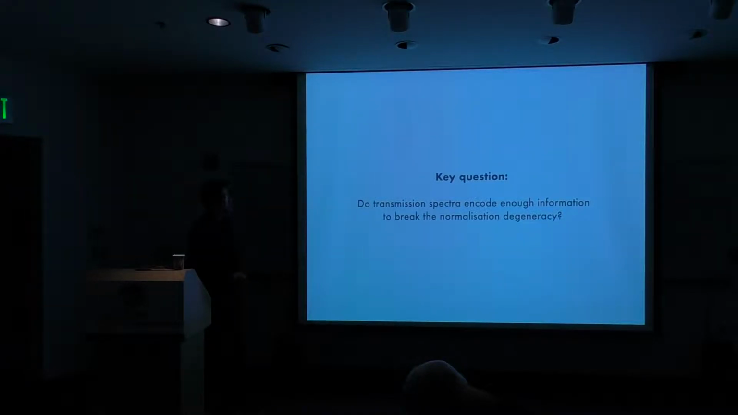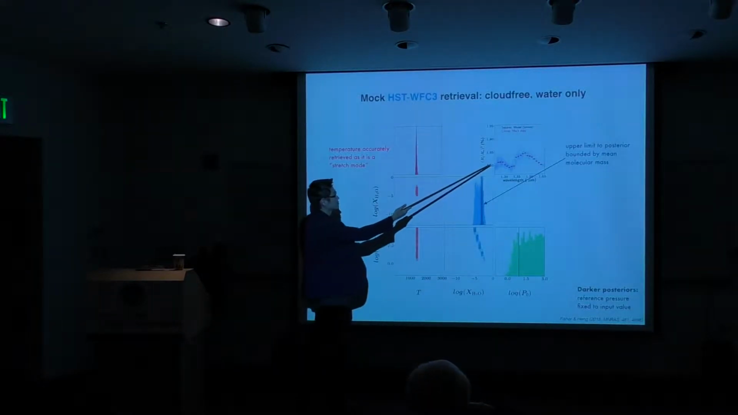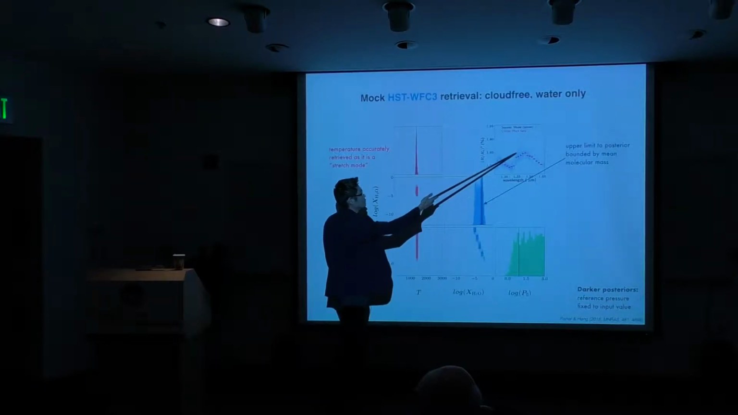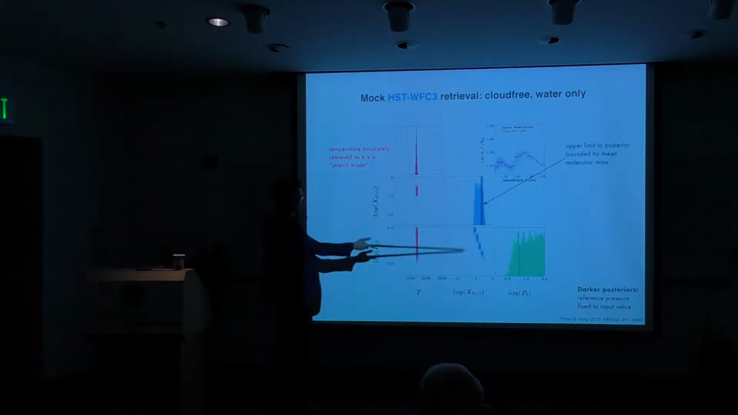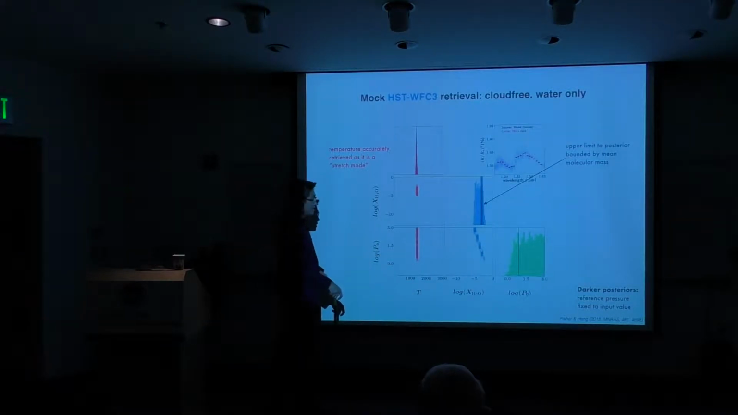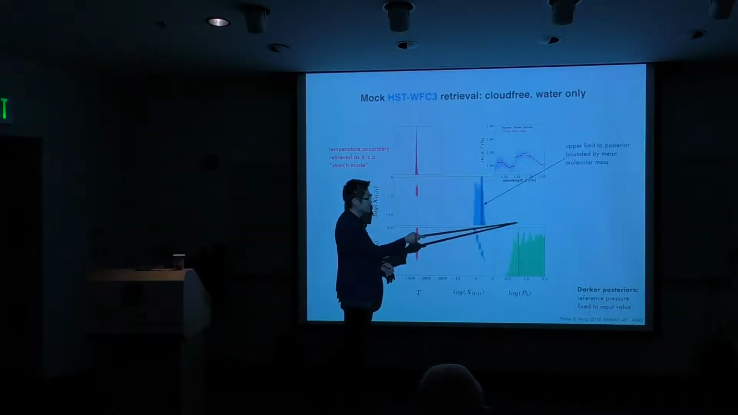So the key question you want to ask is: do transmission spectra encode enough information to break the normalization degeneracy? You want to ask that question, because otherwise, if you can't answer it, there's no point in going on, right? So to understand this question, we do some mock retrievals where we know what the ground truth is. So here's a mock spectrum under rather idealized conditions with small error bars in WFC3. And this is a very simple model. It only has two physical parameters: a temperature, and a water abundance, since it only has water. And it has some normalization to P0 that we put in. We assumed it. And the real answer is this.